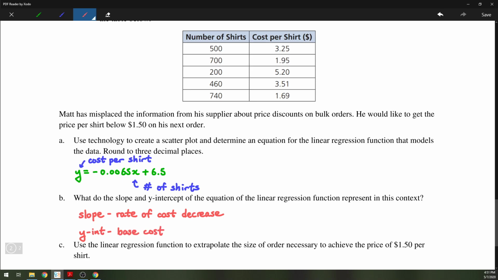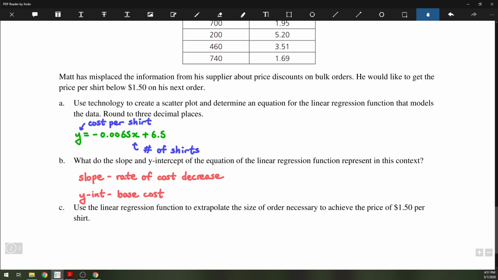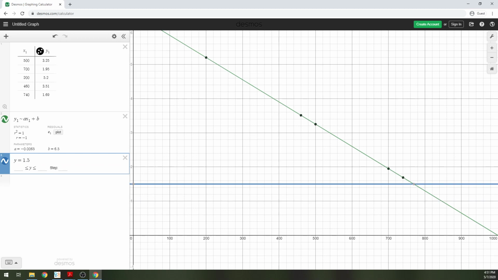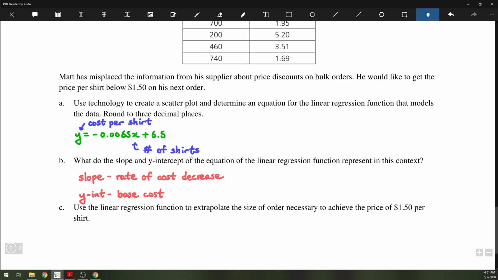Okay, so last little part, where we are going to make the assumption that the trend holds, and we're going to extrapolate. We're going to find out what size order it must be to achieve the price of $1.50 per shirt. So let's go back to Desmos. We're going to set y equal to 1.5, and here it intersects, and you can tell that x is close to 770, so we can just say yeah, 770 shirts.